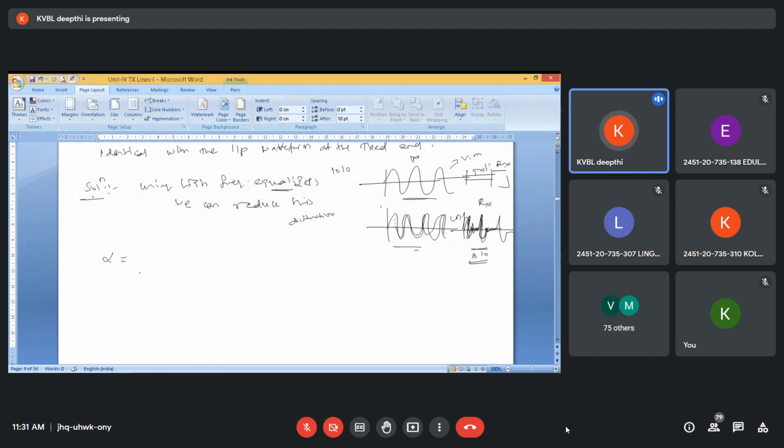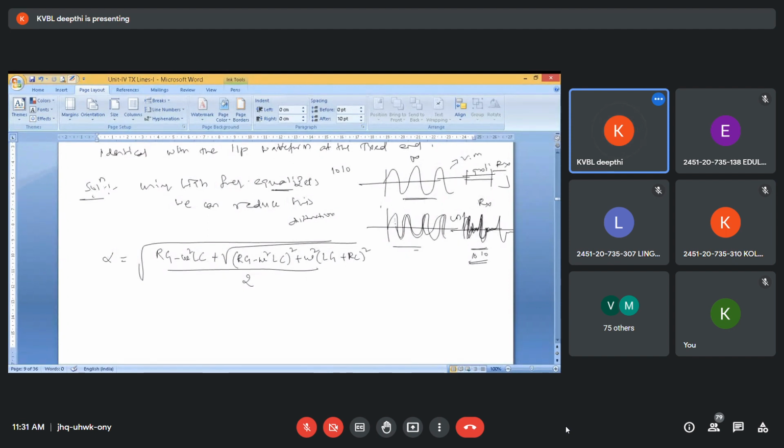Alpha, we wrote an equation yesterday. What is that equation? Rg minus omega square Lc plus root of (Rg minus omega square Lc) whole square plus (omega Lg plus Rc) whole square, by 2. So this is the equation we got yesterday, correct?